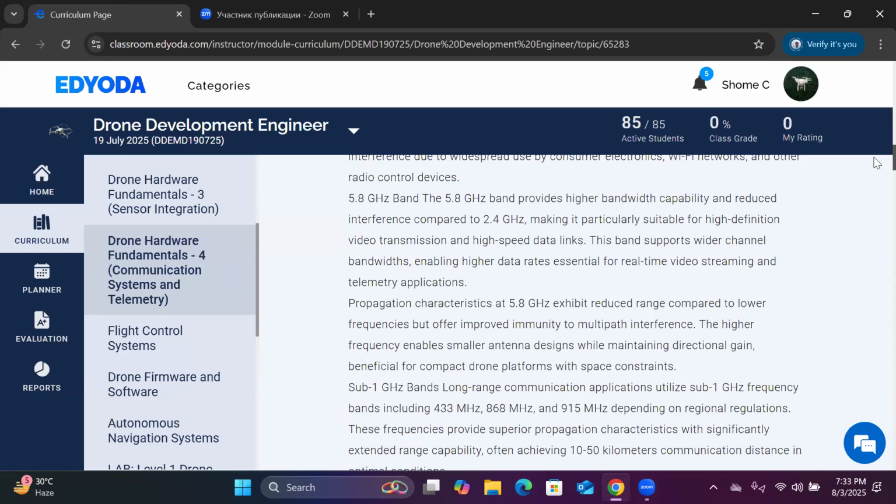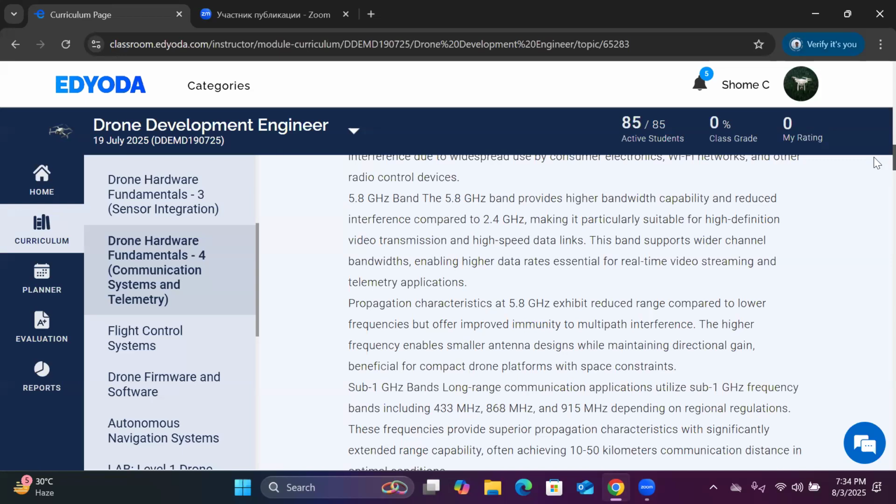The higher frequency enables smaller antenna designs. That is why the effective length of the antenna is smaller at higher frequency, while maintaining directional gain, beneficial for compact drone applications with space constraints. So two types of antennas can generally be used for the drone application. One is the omnidirectional antenna and the other is the directional antenna.